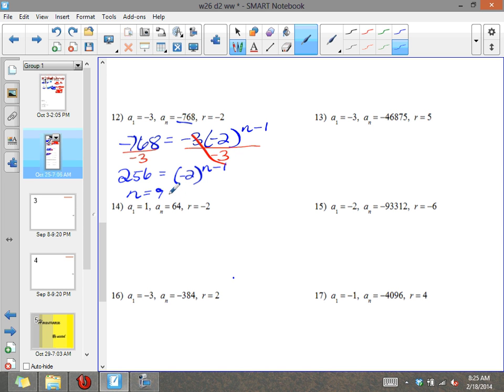So what strategy are you using here? You're using guess and check. I think the exponent might be 10. Let me try that. Now that's too big. Let me go one smaller. Let me try 5. That's too small. Let me go up 2.